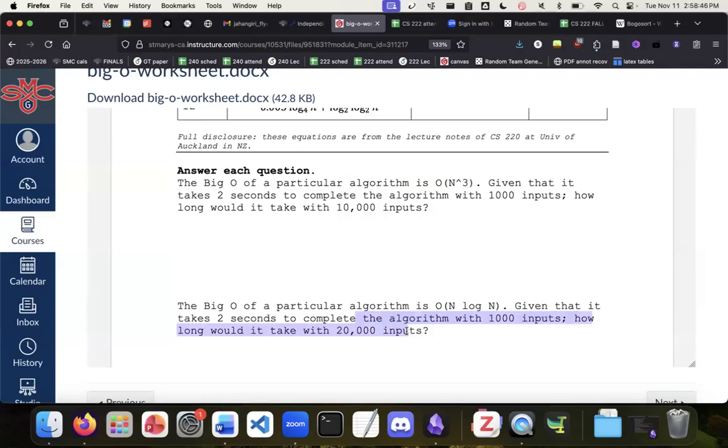So in your groups for the last 10 minutes, pull this up on Canvas and start working through it. Go for it.